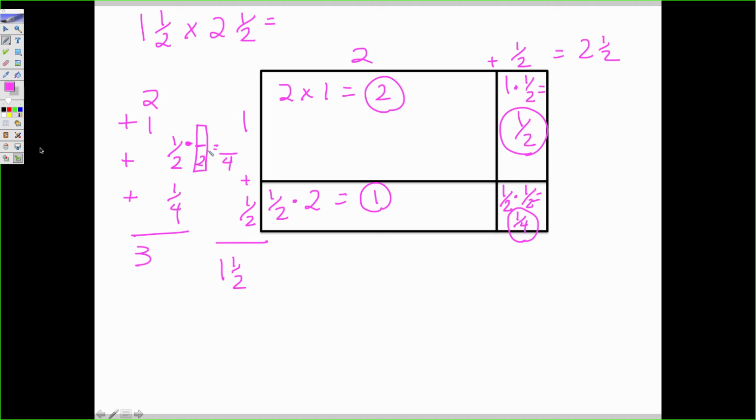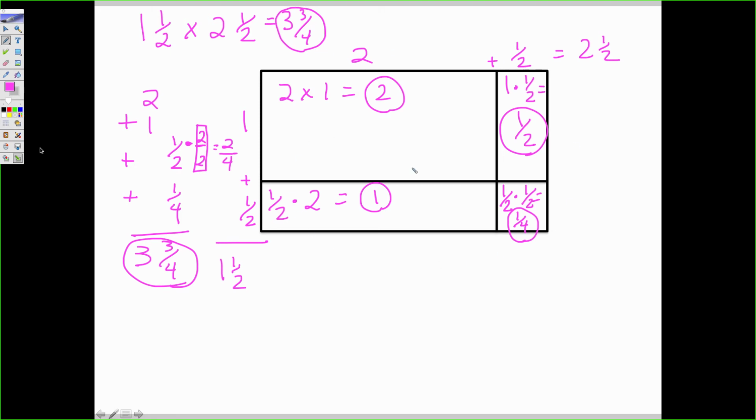2 times 2 is going to be 4. And this has to be a 1. Remember, we can't change the value of the fraction itself. So if I multiply by 1, I haven't changed the value. So 1 times 2 is 2. So now I have 2/4 plus 1/4 is going to be 3/4. And there's my answer. 3 3/4.